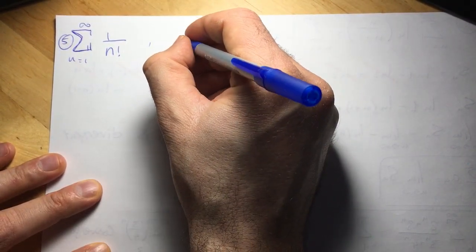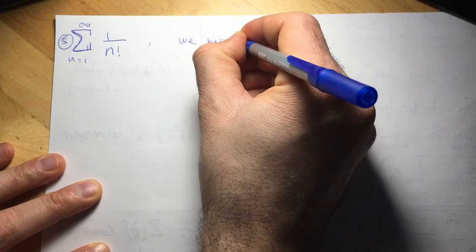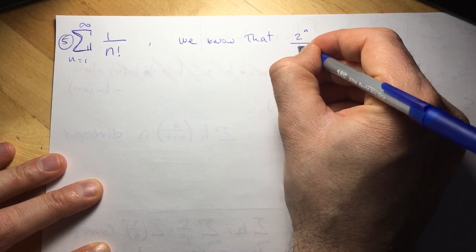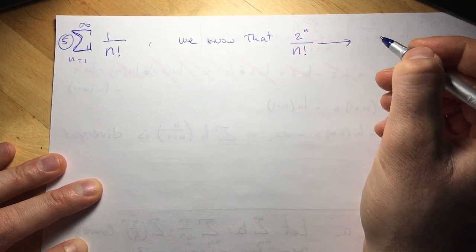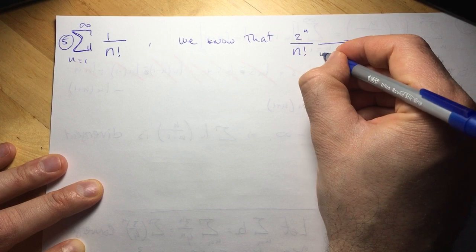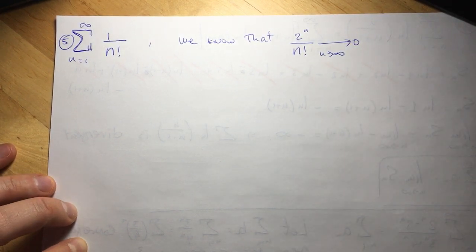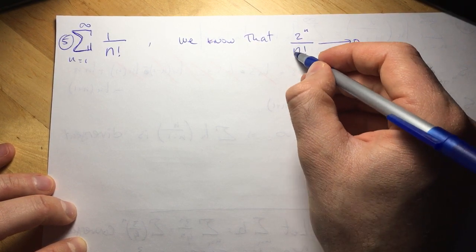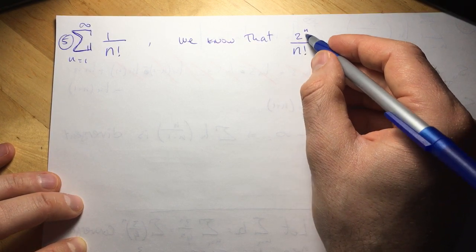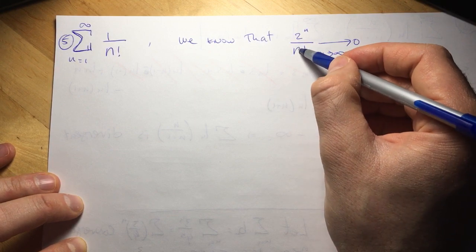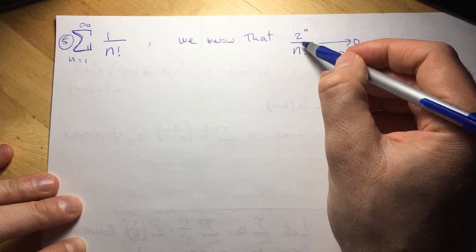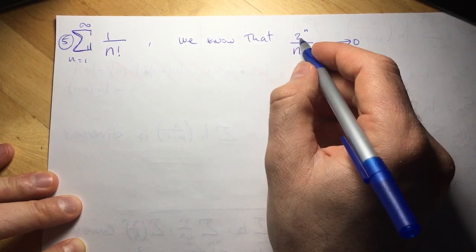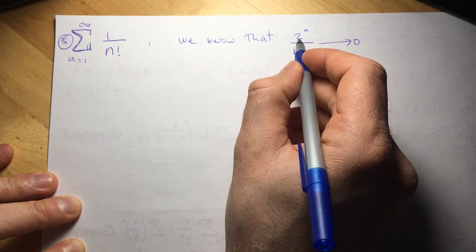What do we know? We know that the limit of 2 to the power of n over n factorial goes to 0 as n goes to infinity, right? We know that because the order of growth of n factorial is bigger than 2 to the power of n, so this pulls to infinity much faster, so that brings this ratio to 0. Okay, so why do I do this? How am I going to get from here to here?